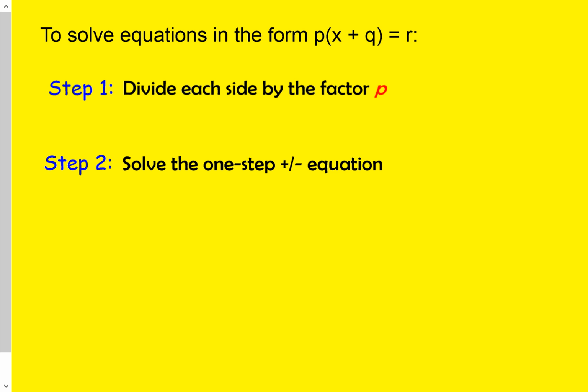To solve equations in the form P times the quantity x plus q equals r, our first step is to divide each side by the factor P, because it's considered a multiplication equation, so we're going to undo it by dividing. And then the next step is to solve the one-step addition or subtraction equation, so basically whatever the quantity was inside the parentheses.